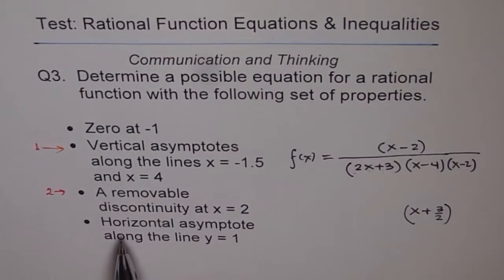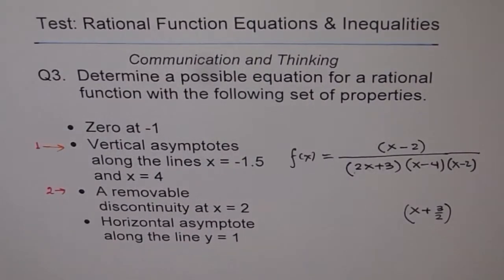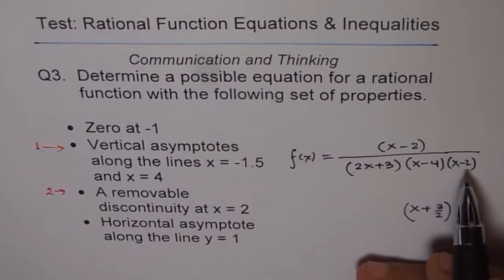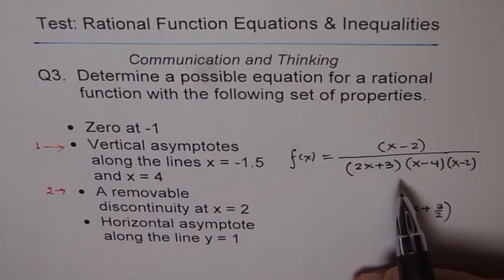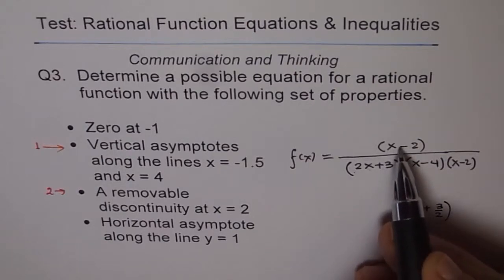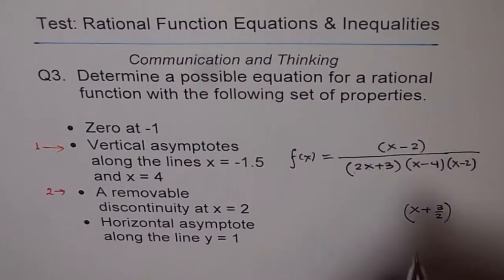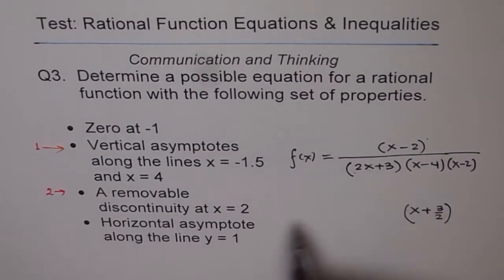Then we can do either of the remaining ones, zeros or the horizontal asymptote. Horizontal asymptote along the line y equals 1. If there is a horizontal asymptote along y equals 1, what does that mean? It means the degree of the numerator and denominator should be the same. Now how do you get the same degree? Here the degree in the denominator is 1, 2, 3, and in the numerator it is only 1. So we need to make the degree the same, which means the degree of the numerator should be 3.